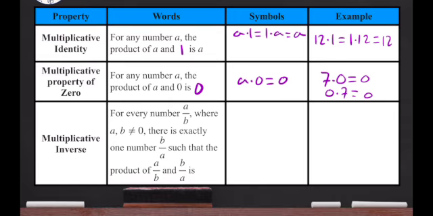Multiplicative inverse. It looks more confusing than what it is. For every number a divided by b, that's a fraction, a ratio where a and b are not 0. If a and b are any number that is not 0, there is exactly one number, b over a, such that the product of a over b and b over a is 1. So a over b times b over a equals 1, or b over a times a over b also equals 1, right?